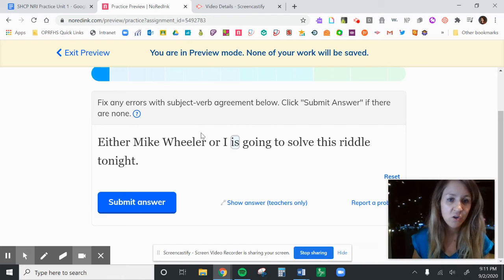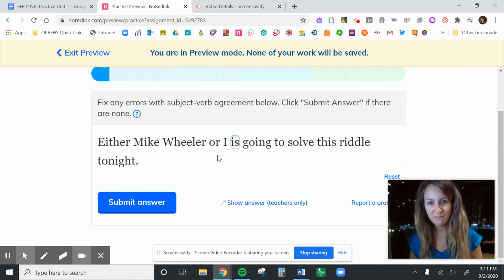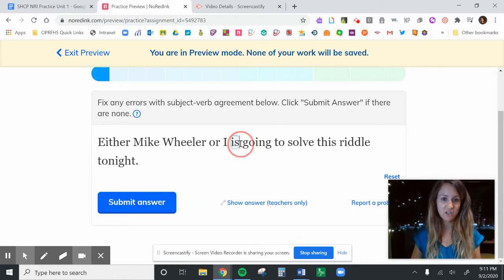Either Mike Wheeler or I is going to solve this riddle tonight. So same thing. I is closer, so you wouldn't say I is going to solve this riddle tonight. You would say I am going to solve this riddle tonight.